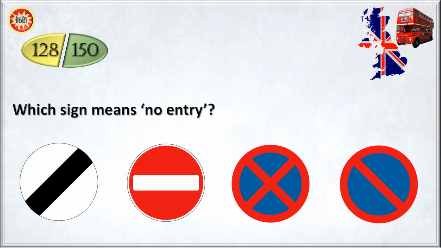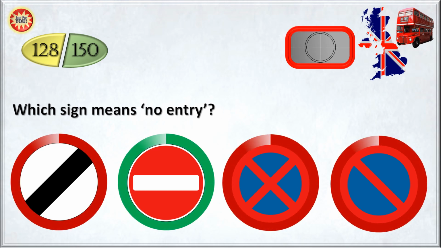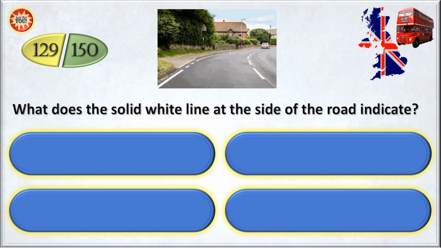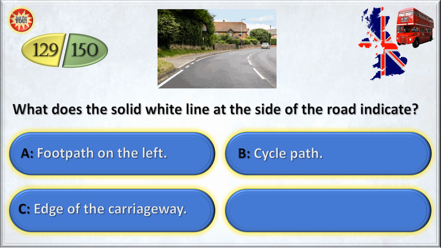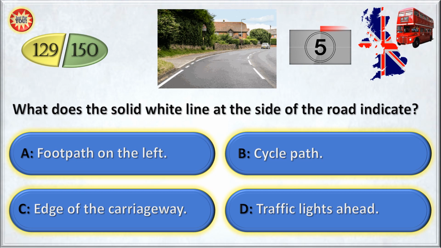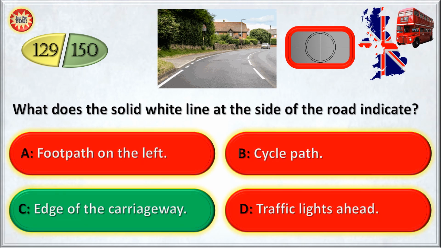Which sign means no entry? What does the solid white line at the side of the road indicate? Footpath on the left. Cycle path. Edge of the carriageway. Traffic lights ahead. Edge of the carriageway.